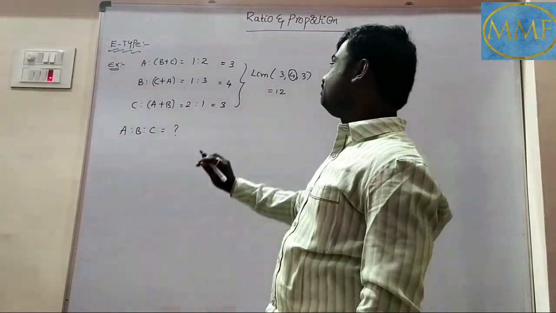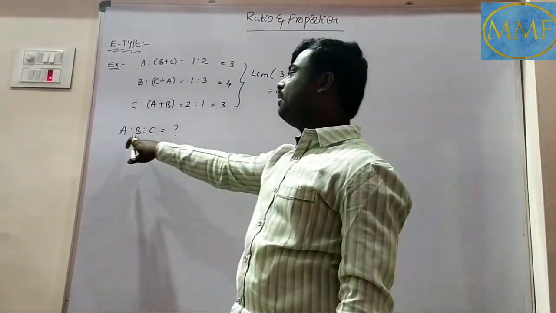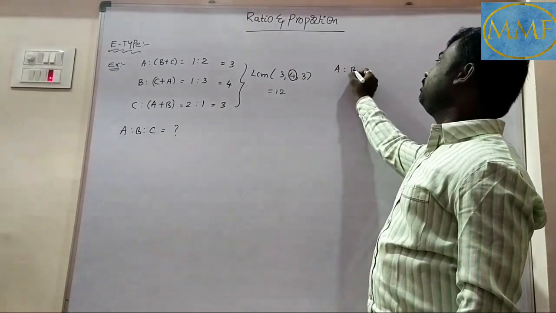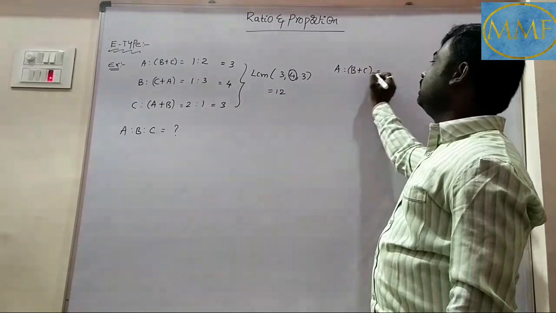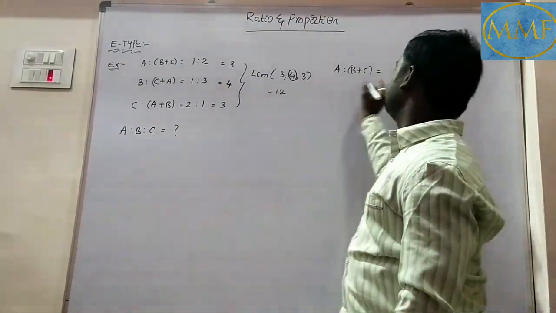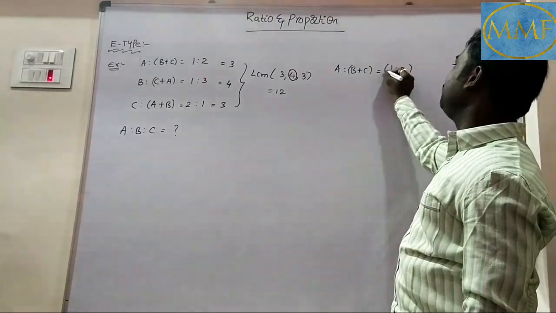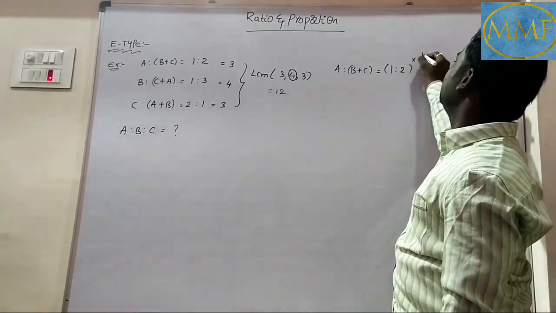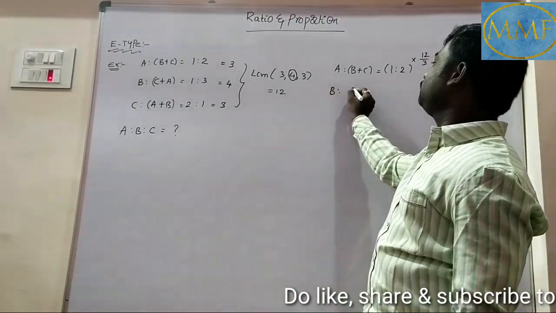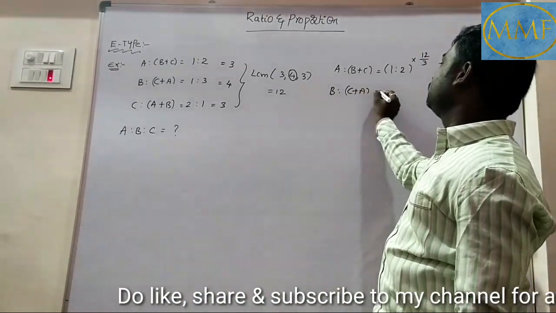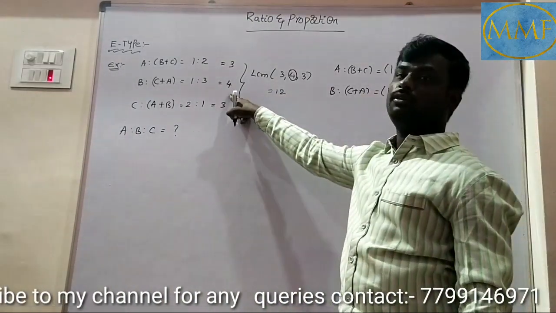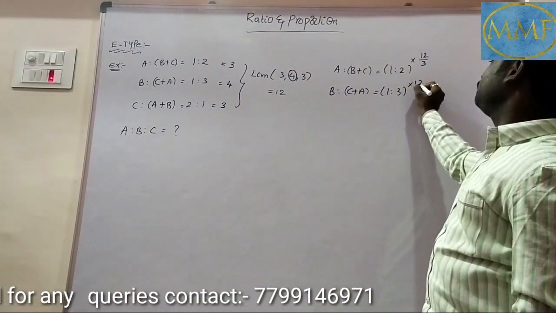Then what we should do? Very simple. See here. If I want to get A is to B is to C, what I am doing: LCM. A is to B plus C, here already which number you are having? 3. 12 divided by 3. The ratio must be multiplied with 4. Next, B is to C plus A. The ratio you are having is 1 is to 3. The sum you are having is 4. What you should do? Multiply by 12 by 4.